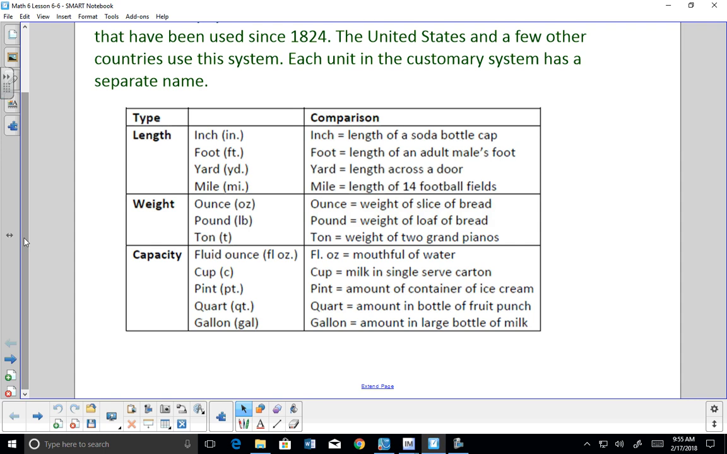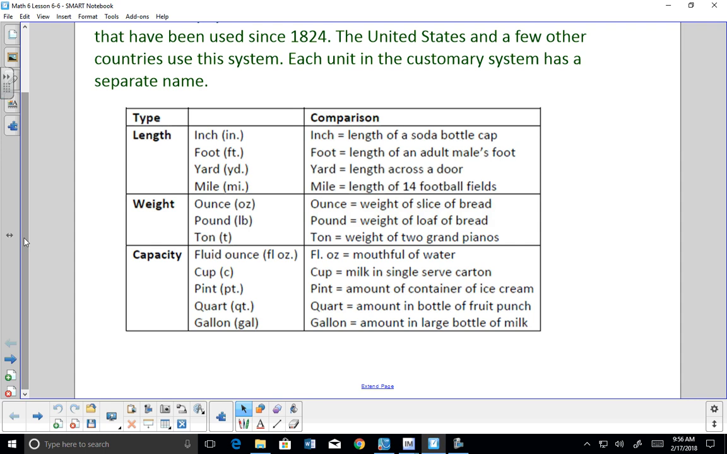Inch is abbreviated IN period, foot FT period, yard YD period, mile MI period, ounce OZ, pound LB, and ton T. They don't tend to have periods on those. Fluid ounce is FLOZ with a period after the Z. A cup is a C. Pint is PT period, quart is QT period, and gallon is GAL. Why some of them have periods and some of them do not? Not a big deal. I'm not worried about it. If you forget the period, it's not a big deal to me. If you put an extra one in, also not a big deal.